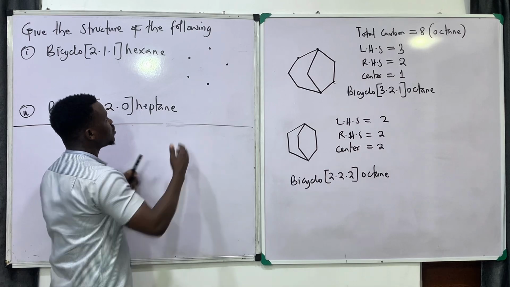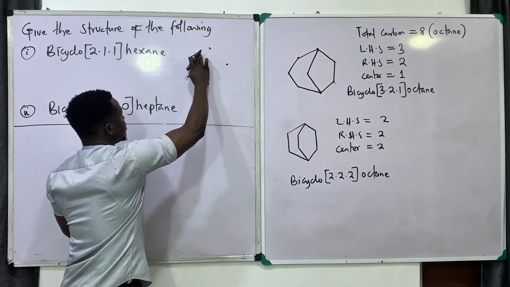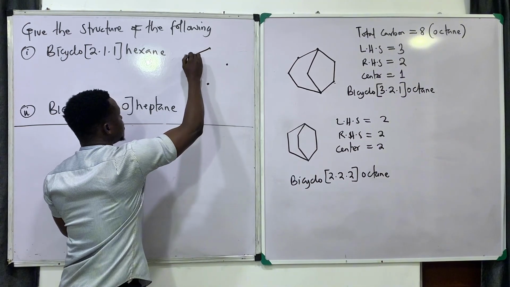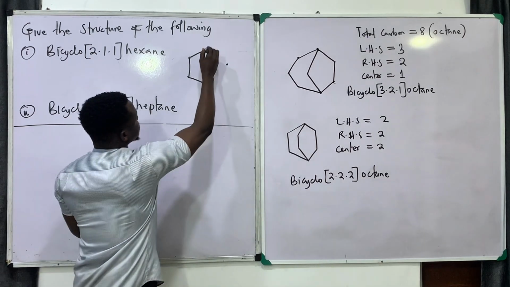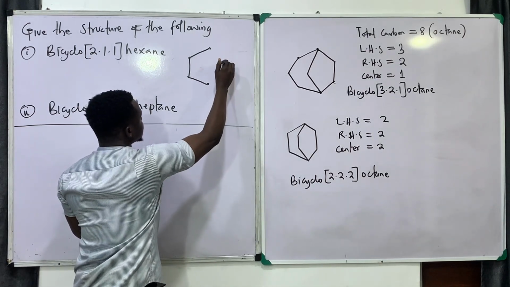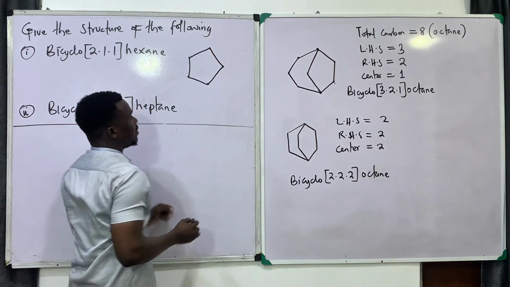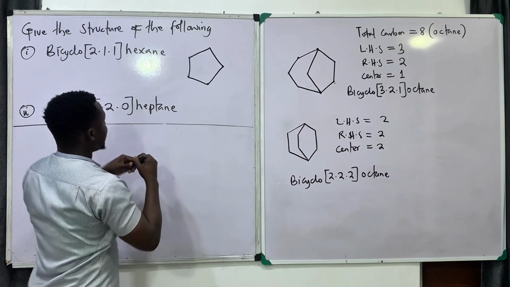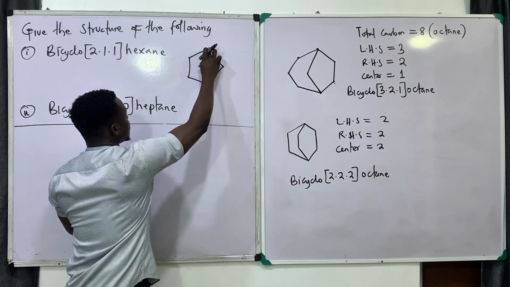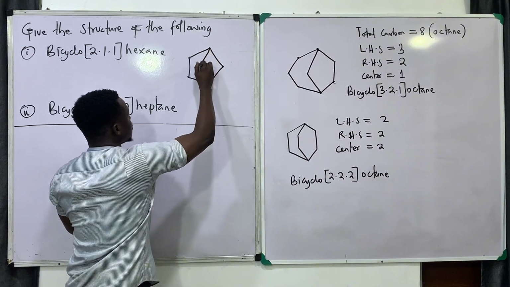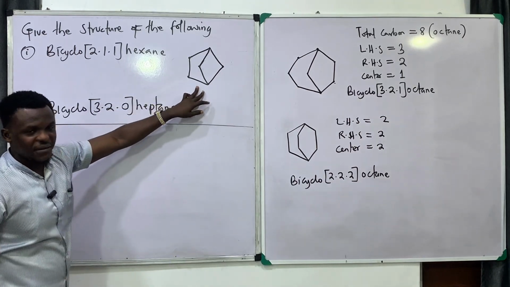All right. So I could choose to first of all join this. This becomes this, and this. Then the one carbon at the center, so that is it. This is what we have here.